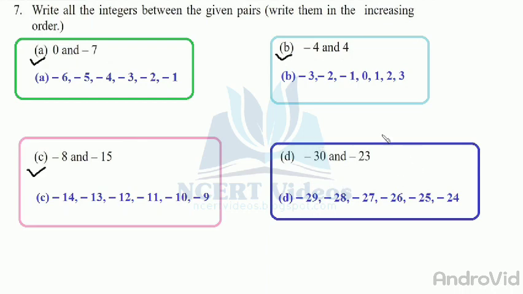Now here we will locate the smallest. Obviously minus 30 is the smallest. Then we have minus 29, its greatest. Then minus 28, minus 27, minus 26, minus 25, minus 24, and here is minus 23. We have not written these numbers because it has asked between the given pairs. We have to write only the numbers which fall between the given pairs. This was your question number 7.